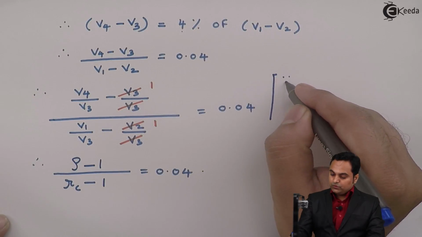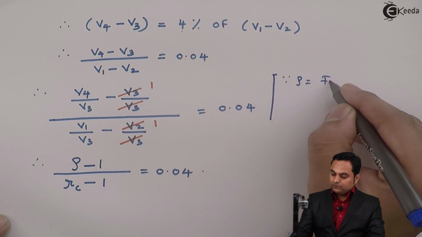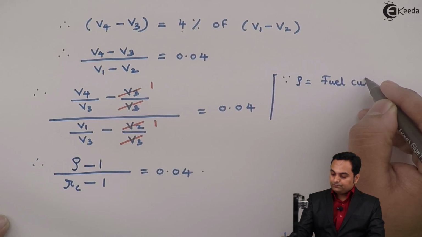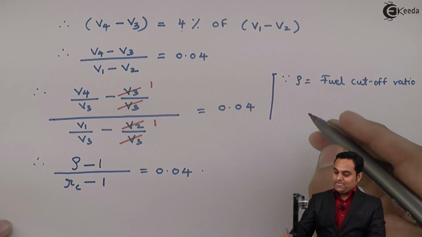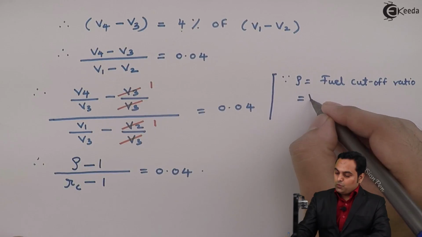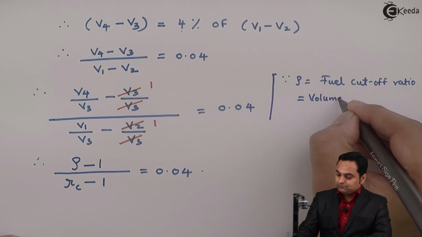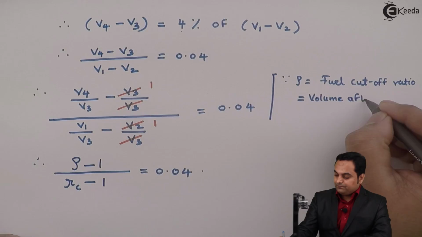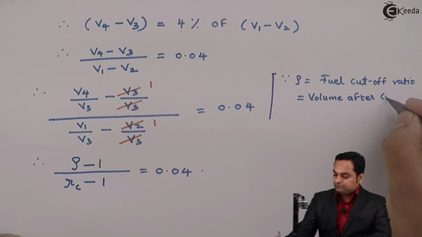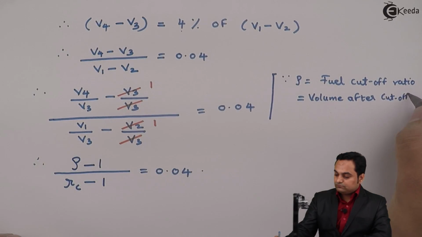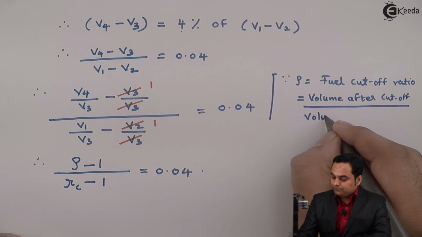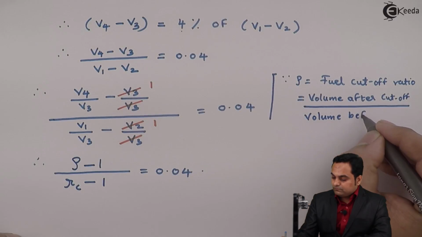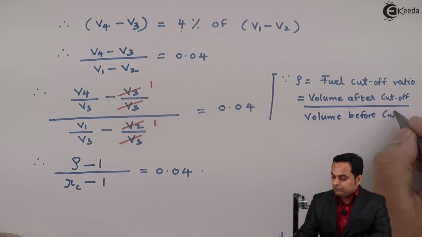since rho is called the fuel cutoff ratio, it is the fuel cutoff ratio, and it is equal to the volume after cutoff to the volume before cutoff.